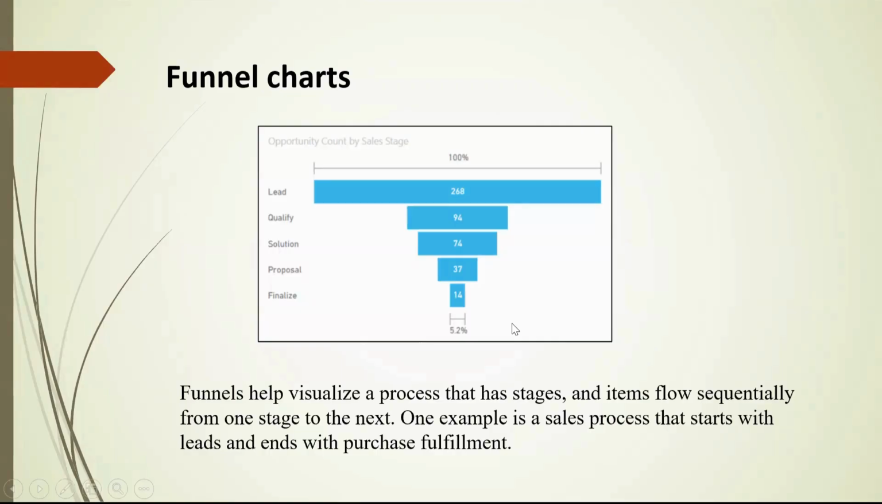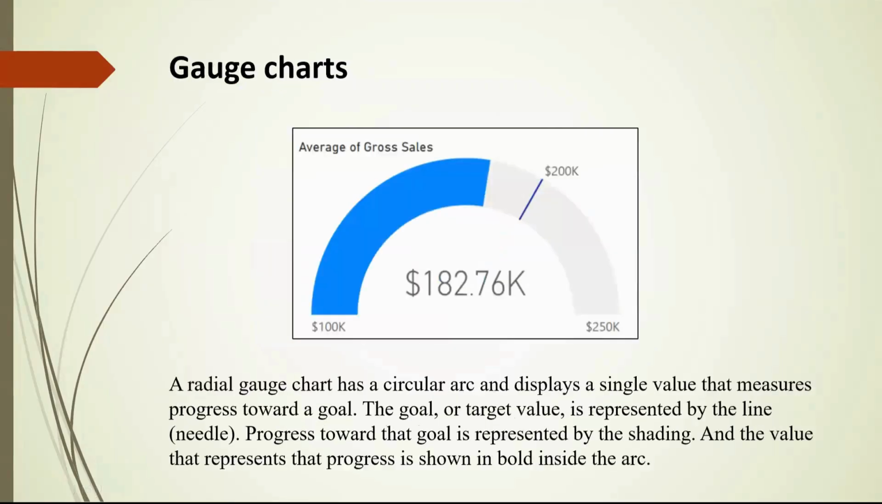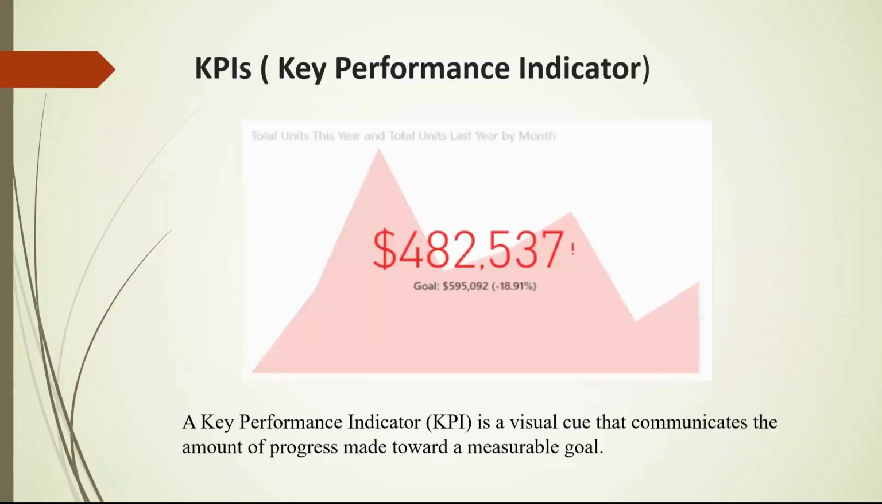Okay, the next is gauge charts. These gauge charts are like speedometers. They show progress towards a goal. They are perfect for tracking performance against target, like how close you are to hitting your monthly sales target. And it gives a quick at a glance view to see if you are on track, below or above your goal.